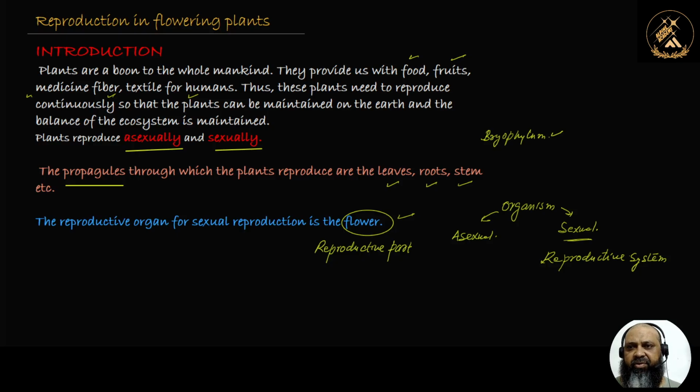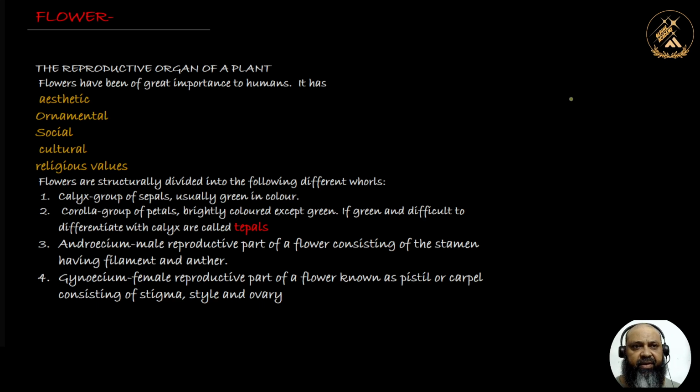So first of all, we need to clear all the concepts related to the flower. As you know, flowers are very beautiful. Normally flowers are colorful things by which we can recognize many plants, and they make our world beautiful and colorful. The reproductive organ of the plant is the flower, and it is of great importance to humans because flowers have many aesthetic values in our life.